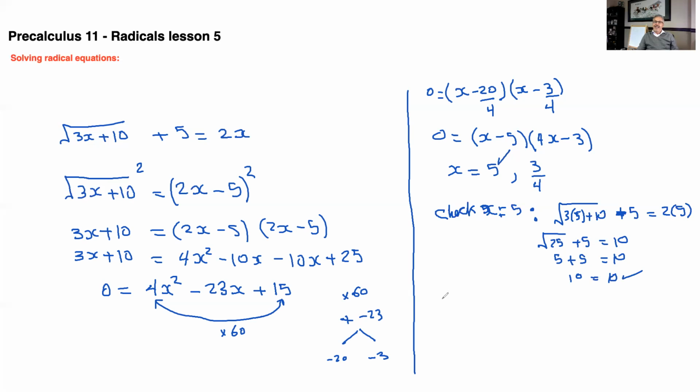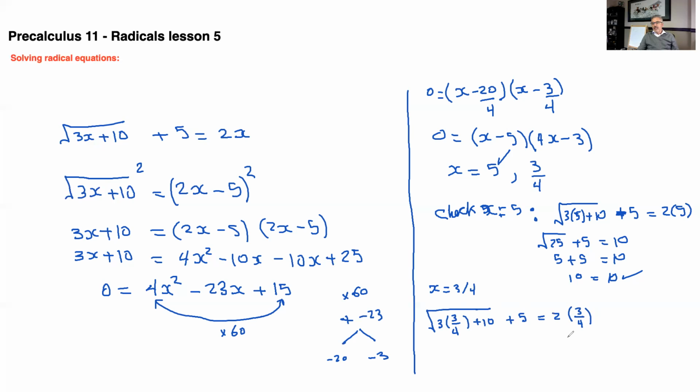And how about the 3/4? And I know a lot of you don't like fractions, but I'm going to show you how to check x equals 3/4. So now this is going to be a little bit ugly. So 3 times 3/4 plus 10 plus 5 should equal 2 times 3/4.